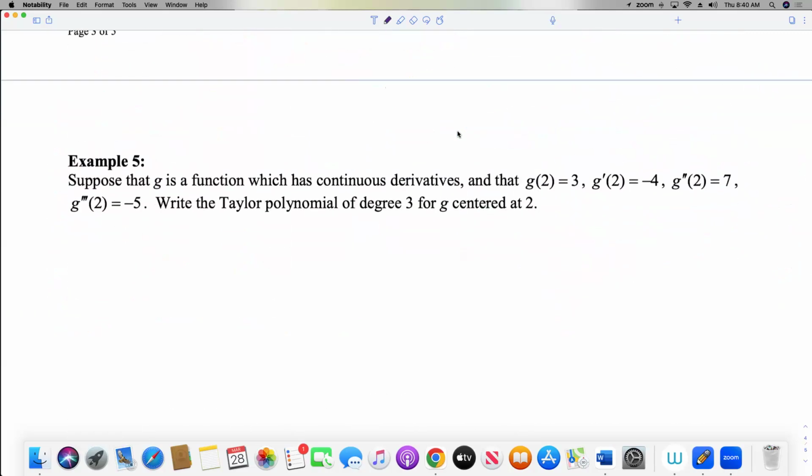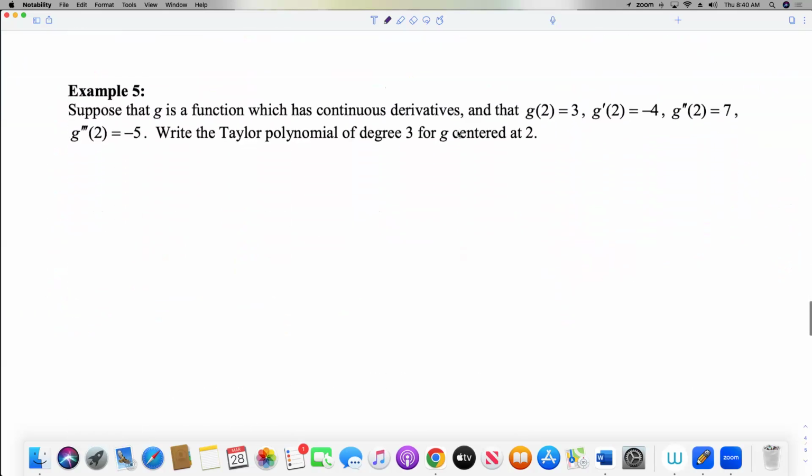All right, let's do this again. So this is an example of how they might throw this at you on the AP exam. So g is a function. What is that function? Who cares, right? It has continuous derivatives, which is the definition for Taylor polynomials. We have to be able to continually differentiate. And they give you the coefficients of the numerators.